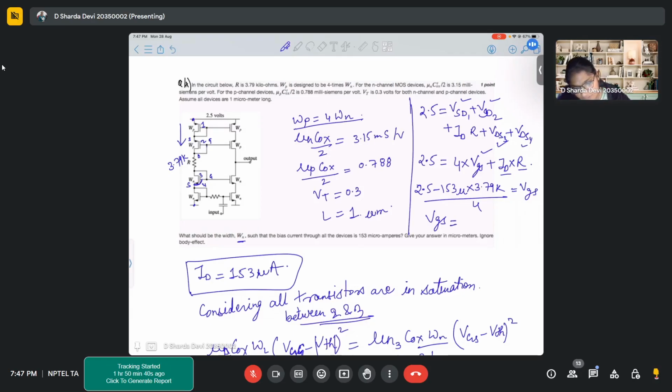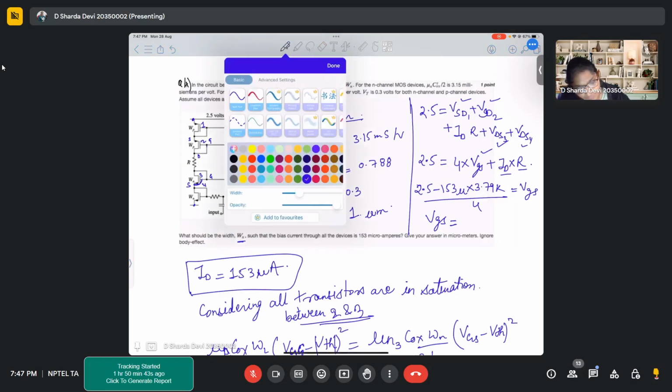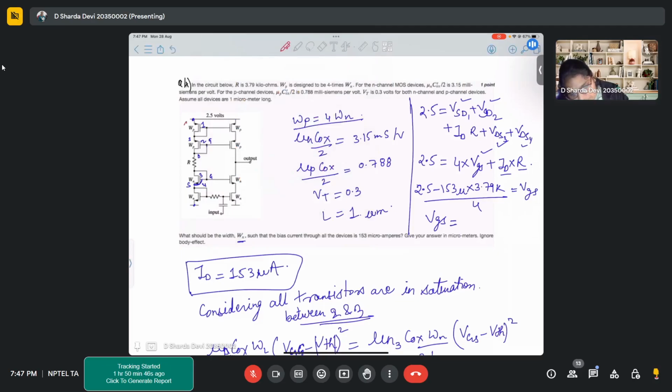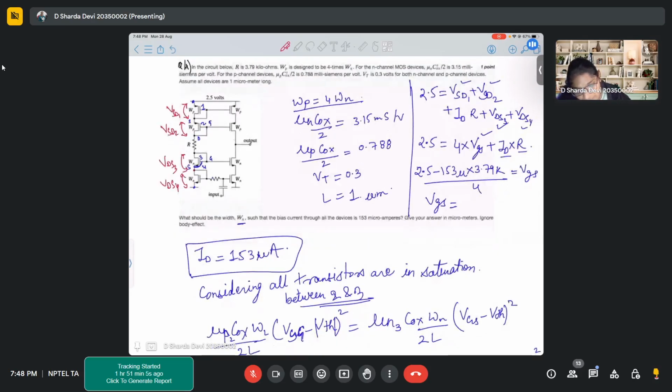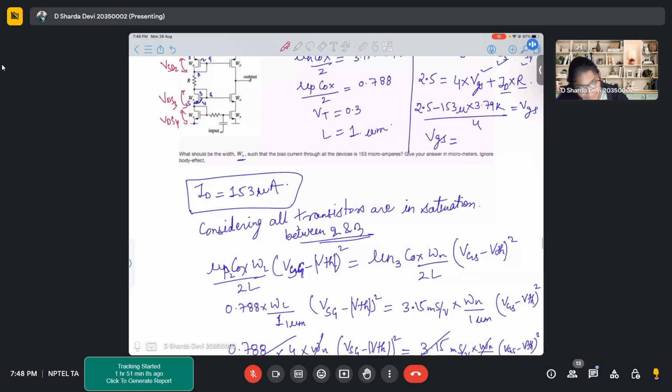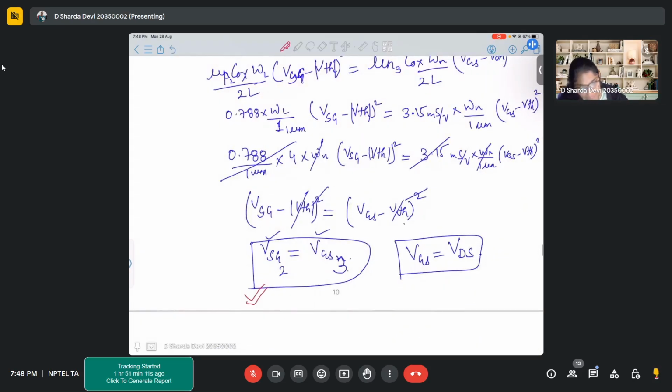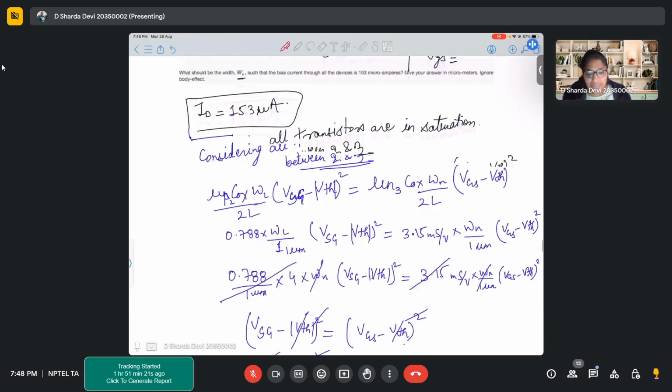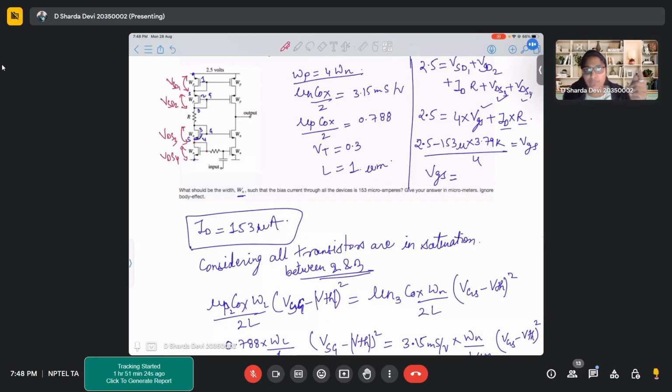2.5 equal to 4 into VGS plus IDR. Yeah, these drops. So here, this is VSD1, VSD2, VDS3, VDS4, right? Here VD and VG are equal. Here we calculated that for PMOS as well as NMOS, your VSG and VGS both are equal. Right? And this will hold true for other pair of transistors also, right?